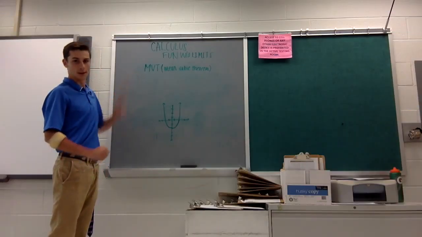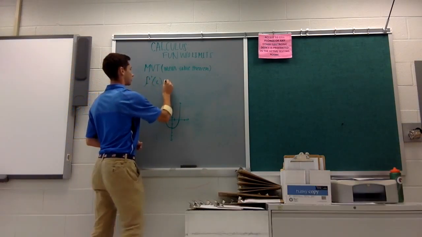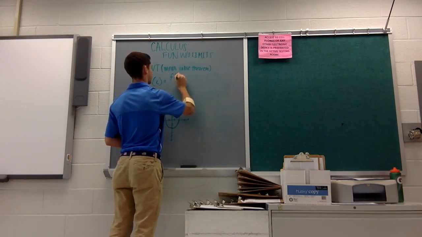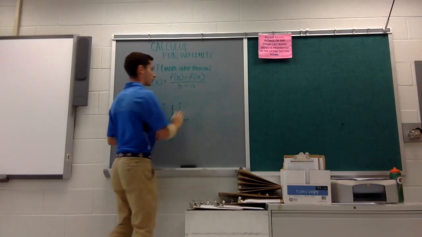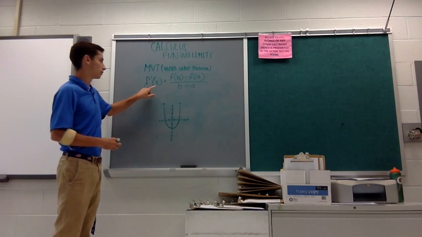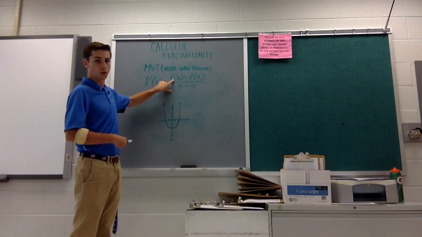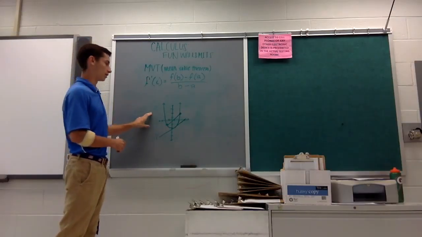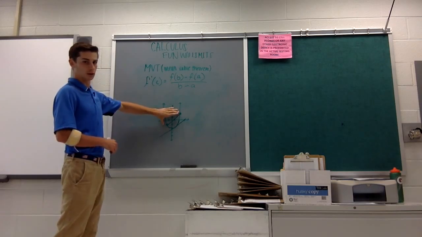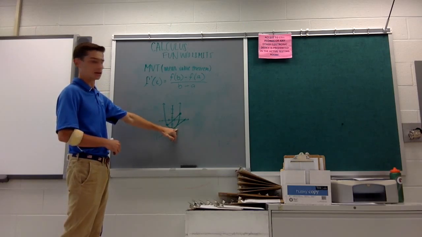Alright, so now we're going to talk a little bit about the mean value theorem. And here's what it states. So, the derivative at some value c of the original function is equal to f of one value minus f of the other value over the two x values subtracted from each other. Alright, so what this really is stating is that the average value of the function over some interval, we're finding the point where the instantaneous is going to be equal to that.